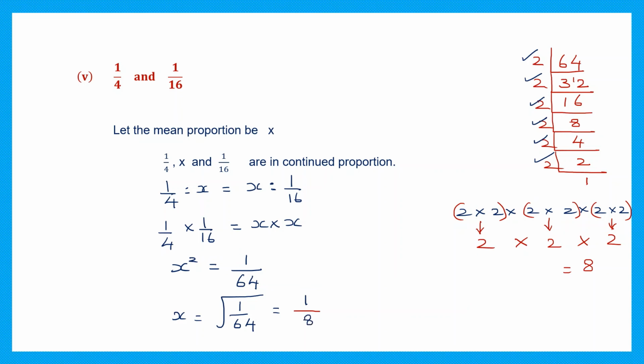So x is equal to 1 by 8. That means my mean proportional is 1 by 8. And we leave it as a fraction because in the question also we have fractions. So we'll stop with that for now, children.